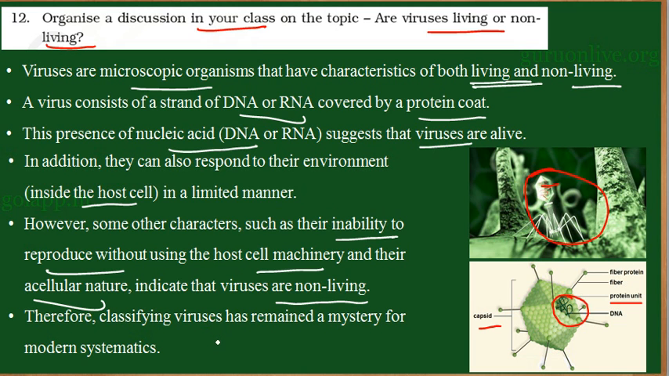Hence it is a mystery to classify these viruses into the modern systematics. That is the reason the viruses are not classified in any of the 5 kingdoms. So it is not present in the kingdom Monera, Protista, Fungi, Animalia and Plantae, because it shows both the characteristics of living and non-living, and it is acellular in nature.